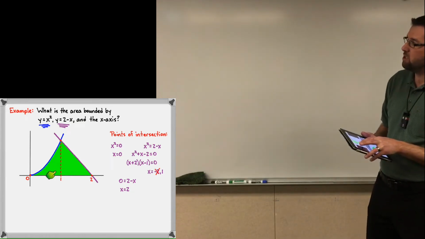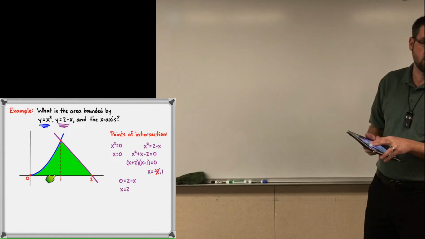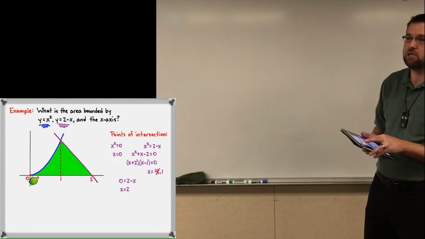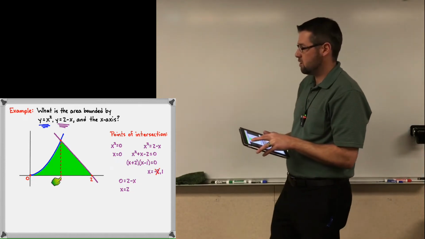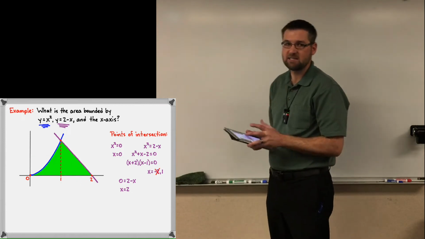So how am I going to find the area of this region? Make it a rectangle. Take the integral from 0 to 1 of what? Of just x squared, because the line has nothing to do with that region. And how am I going to find the area of this region? The integral from 1 to 2 of the line, because the parabola has nothing to do with that.